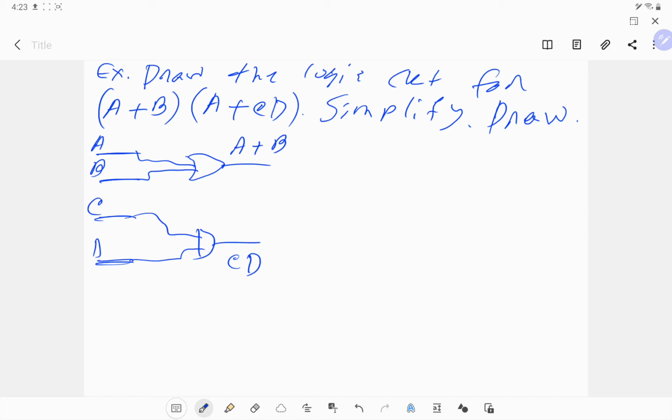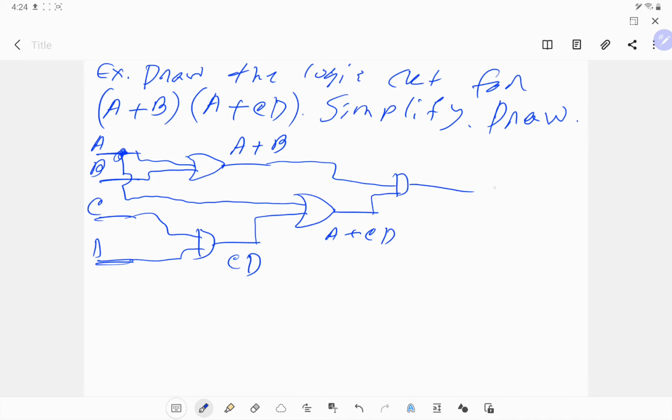And for A plus CD, we need an OR gate. And the first input is A, and the second input is CD. So now we got here A plus CD. Now the relation between A plus B and A plus CD is AND. So we need another AND gate here. Now, the outcome we get is (A + B) times (A + CD).